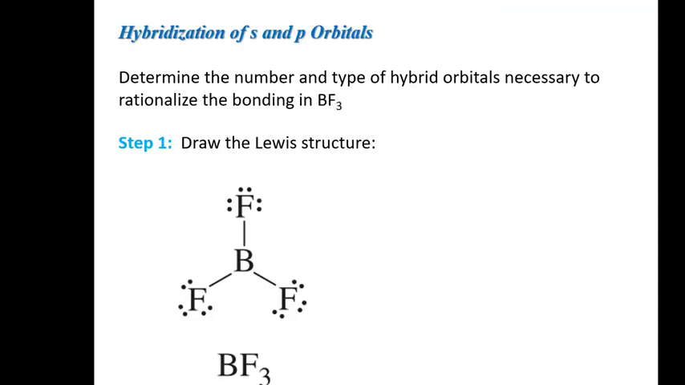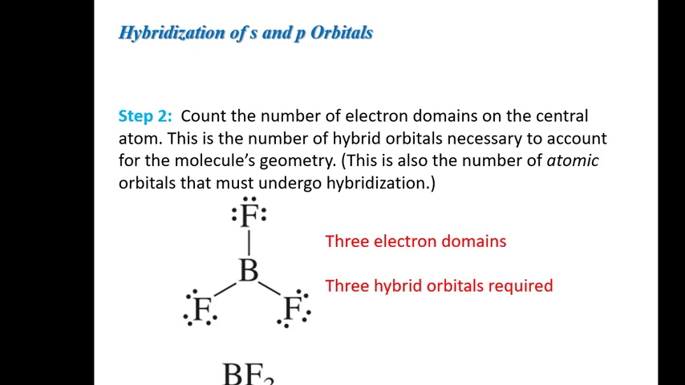Now let's look at another example. So suppose we have BF3. We want to determine the number and type of hybrid orbitals that we need for this molecule. The first thing will be to draw the Lewis structure, and then count the number of electron domains around the boron, which is 3. Just a quick reminder, boron is an exception, so no, you don't form a double bond with the boron and the fluorine. Boron can have an incomplete octet.